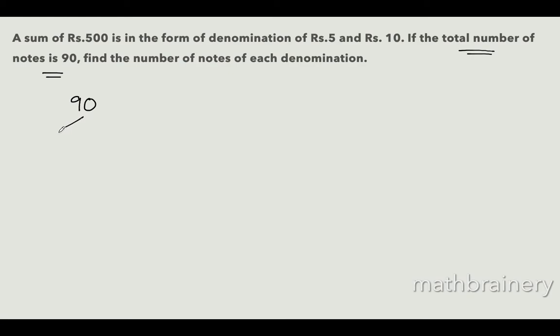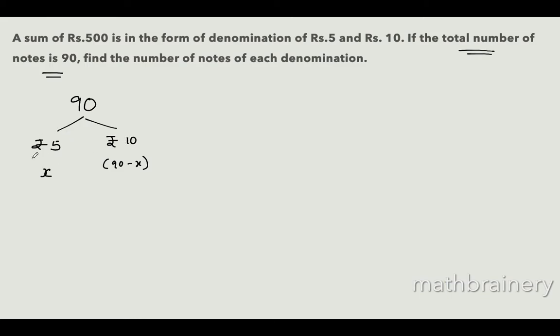There are two types of denominations. One is 5 rupees and another is 10 rupees. So there are two types of notes, 5 rupee notes and 10 rupee notes. Together there are 90 notes. Let us assume there are x number of 5 rupee notes. Then there should be 90 minus x number of 10 rupee notes, isn't it?